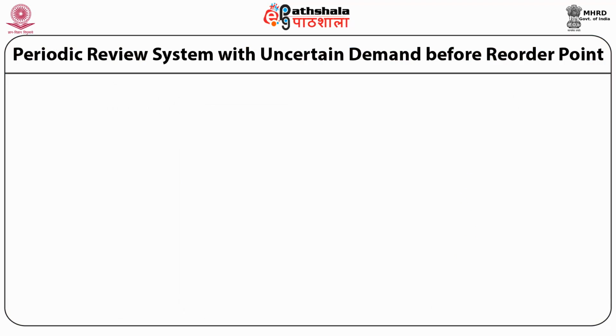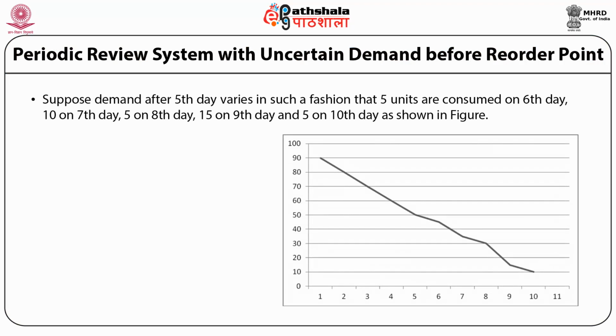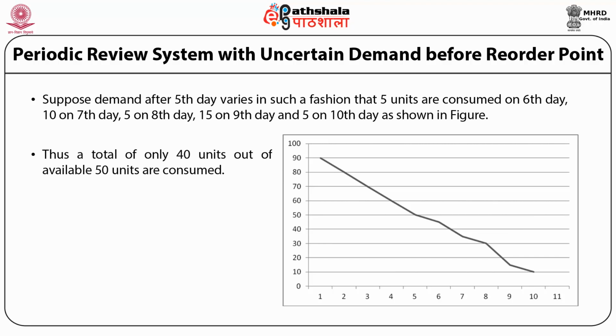Also, stock is reviewed after 5 days, so the reorder point is set as when 50 units are left. Case 1: Suppose demand after the 5th day varies in such a fashion that 5 units are consumed on the 6th day, 10 on the 7th day, 5 on the 8th day, 15 on the 9th day and 5 on the 10th day, as shown in the figure. Thus, a total of only 40 units out of the available 50 units are consumed.